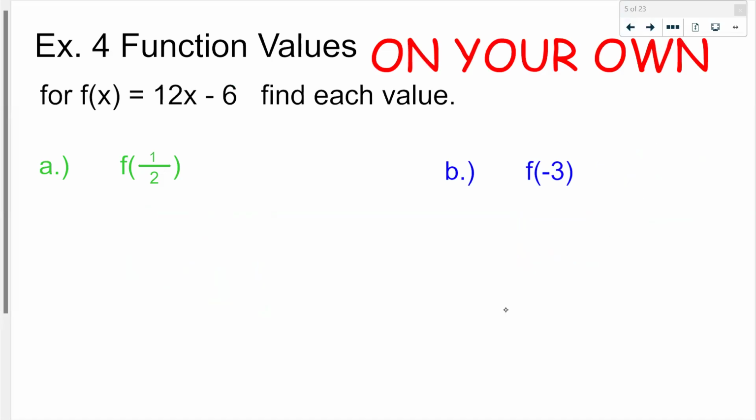So I want you to try these ones on your own. And yes, we do have a fraction. You're going to substitute it in. You can do these calculations. So to do on your own, I want you to pause the recording. Or not pause the recording, pause the video. And I want you to try these on your own. And then when you try them, you're going to hit play and see if you got them correct.